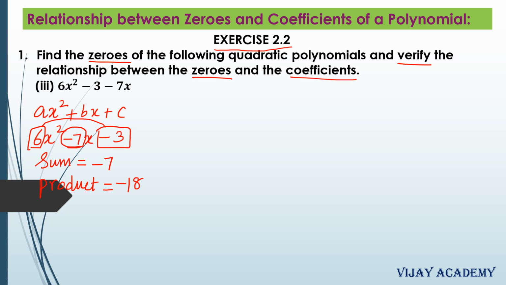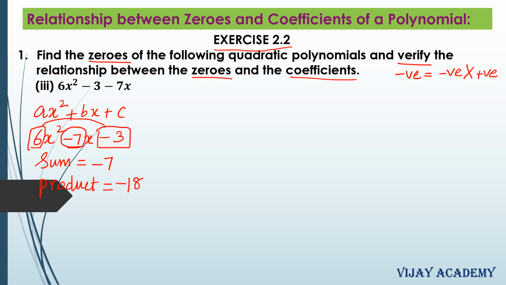And now let us identify the two numbers which will satisfy these two conditions. That is, by adding two numbers we should get minus 7, and by multiplying the same two numbers we should get minus 18. So now look at the sign of the product first. Always please look at the sign of the product. The sign of the product is negative. So when we multiply two numbers we should get a negative number. That means one number should be negative and one number should be positive. So from the product we came to know that one number should be negative and one number should be positive.